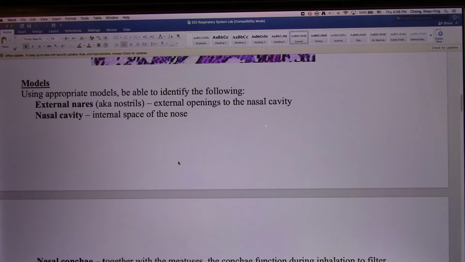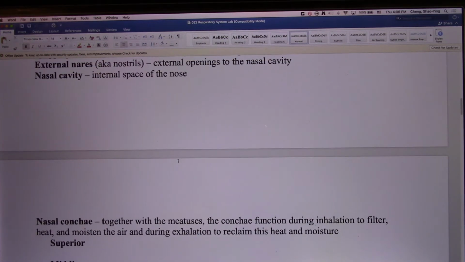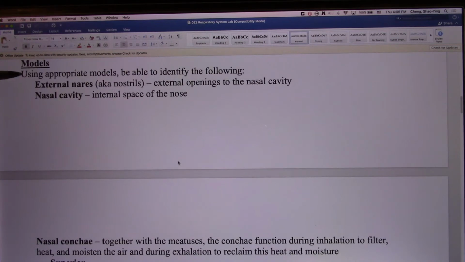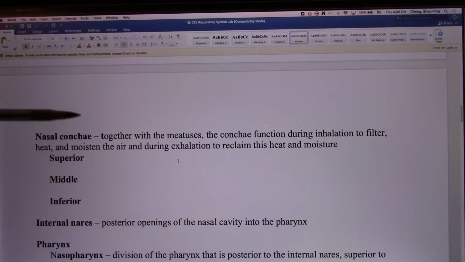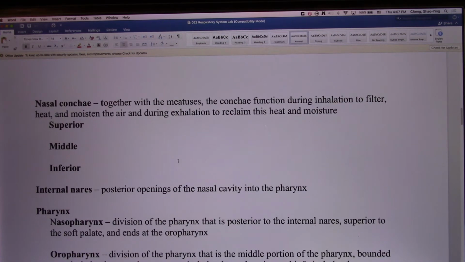For the model, you need to know the respiratory system. Start from the nose. Inside your nose, you have the nasal cavity, and you have those nasal conchae. These nasal conchae are foldings, so they can increase the surface area to heat up and also moisten the air, because the air outside, especially in the winter, can be dry and cold, and your lung is warm and humid, so they have to heat up the air, and this is the nasal conchae's job. So you have the superior, middle, and inferior nasal conchae.